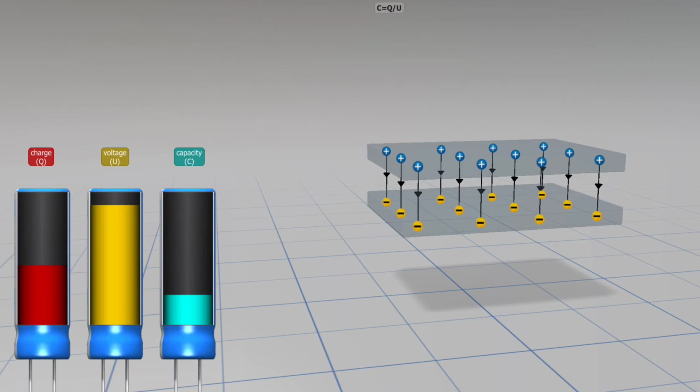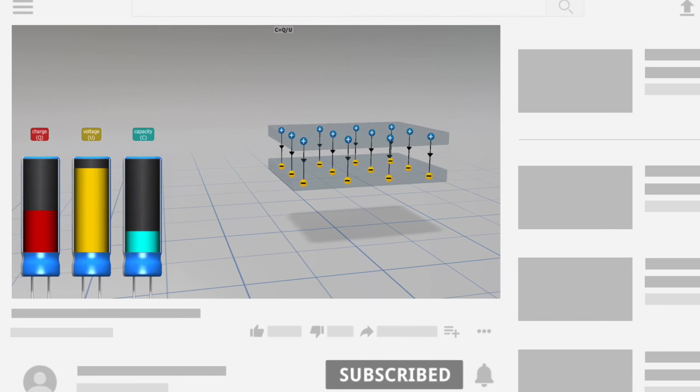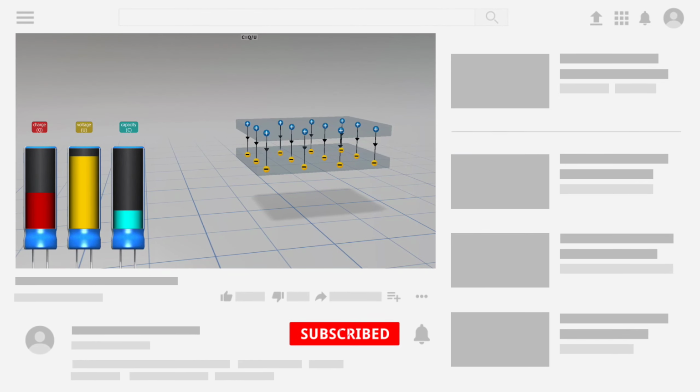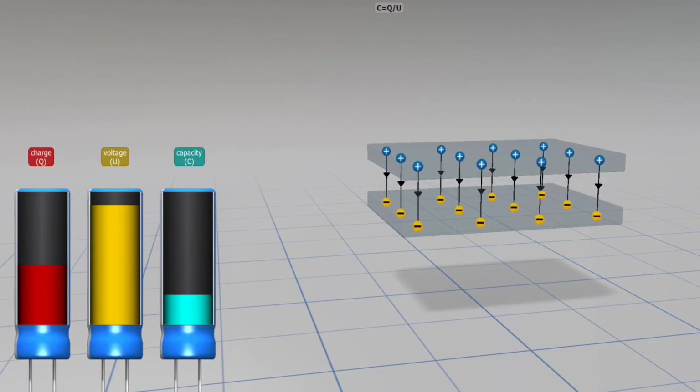A dielectric can be characterized by its relative permittivity, the ratio of the amount of electric charge stored by a capacitor using that dielectric to that of a similar capacitor that has a vacuum as its dielectric. The permittivity of a vacuum is 1. That of air can be considered the same.